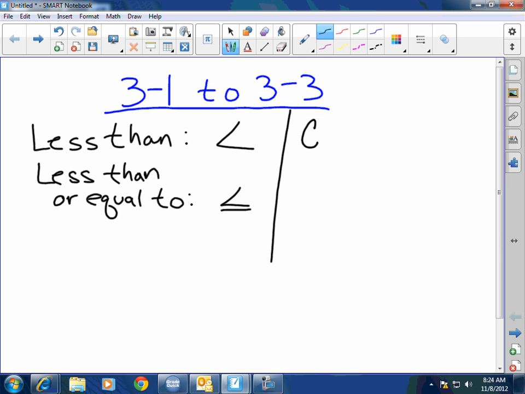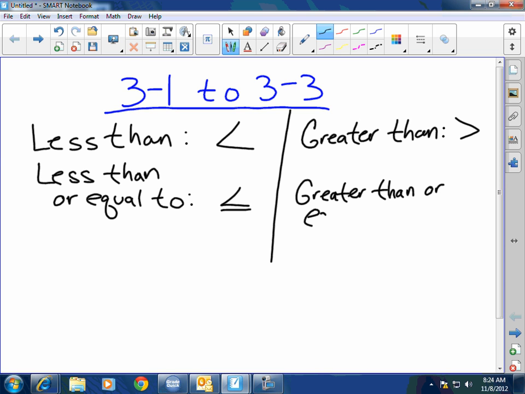Then you have greater than, okay, and greater than, just like that. And then you can also have greater than or equal to. And the greater than or equal to, very similar to the less than or equal to, is the greater than sign with a line underneath representing that it could be greater than or equal to it.